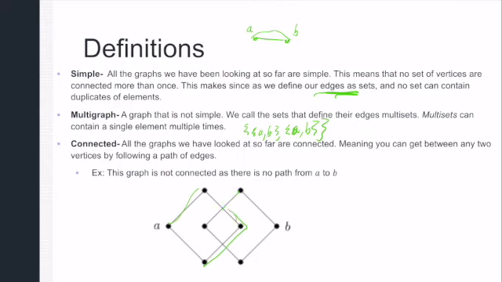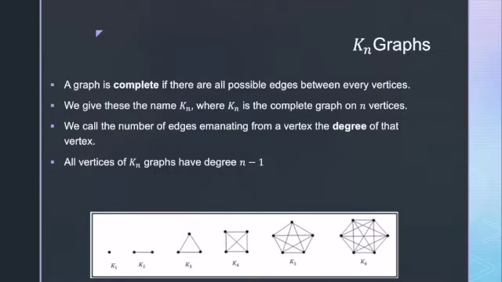We call a graph complete if there are all possible edges between every vertex. So we call these K sub n graphs, and K sub n graphs have degree n minus 1. So remember, the degree of a vertex is the number of edges touching it. So here I have K2. I have all possible edges there. K3, all possible edges. K4, right? These all have degree of 3. K5, these all have degree of 4. K6, these all have degree of 5. So every possible vertex is connected to every other vertex, and that's what makes it complete.